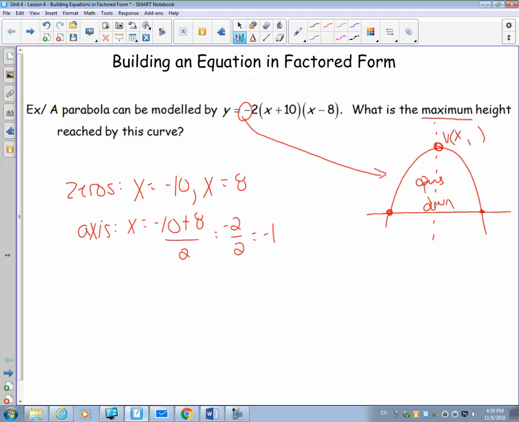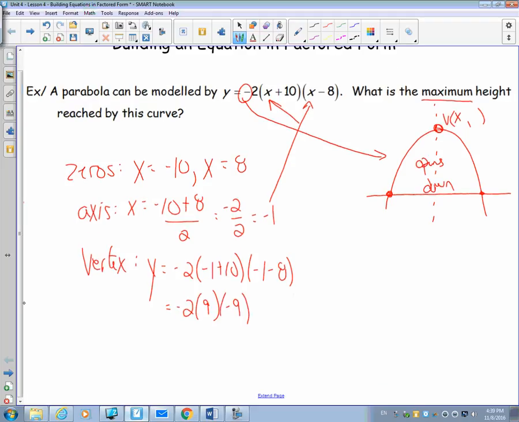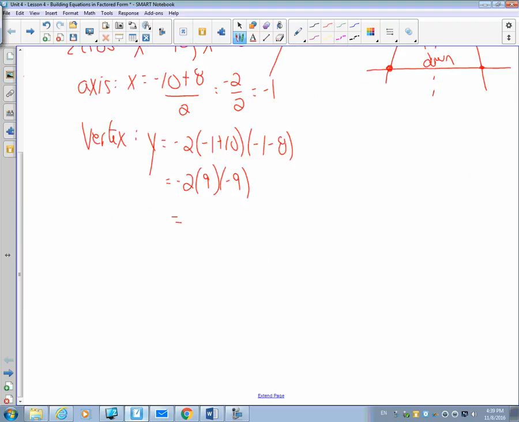Our axis we can always find by averaging, the midpoint of our zeros. We get -1. To find our vertex, we can always plug our axis into our equation. So y equals -2 times (-1 plus 10) times (-1 minus 8). Make sure you plug it into both spots, both x's. Then we calculate our answers. We get -2 times 9 times -9. The brackets match, just with different signs. And 2 times 9 times 9 makes 162. This parabola reaches a maximum of 162, and that happens when x is -1. Okay, that's our vertex.